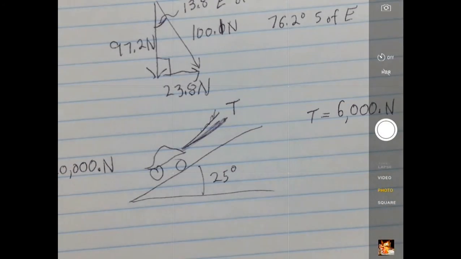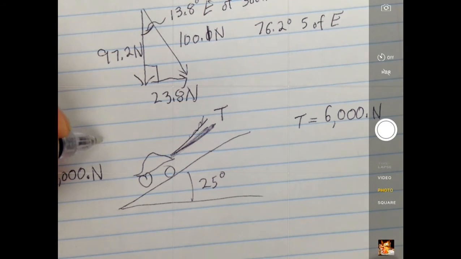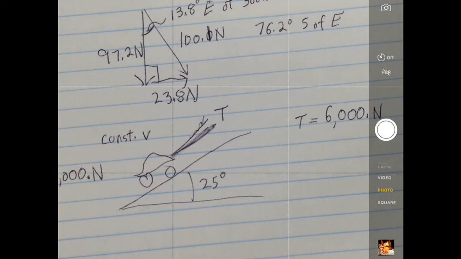And the question is, will the rope hold or will the rope break? And by the way, this is going at a constant velocity. Constant velocity. Under these conditions, would the rope hold or would the rope break?